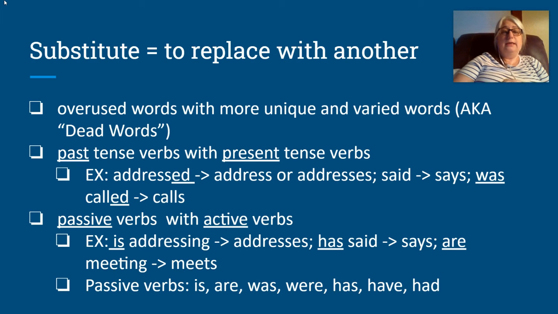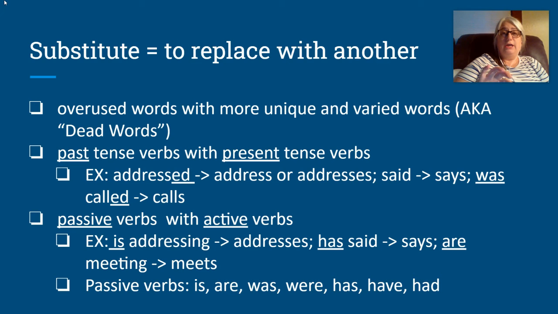You want to make sure that your verb tense is the same all the way through. So if you wrote in past tense, you're probably going to want to replace it with present tense, what's happening now. So instead of addressed, you would say address or it addresses. Instead of saying said, you would replace it with says or saying. So make sure that your verb tenses are consistent all the way through.